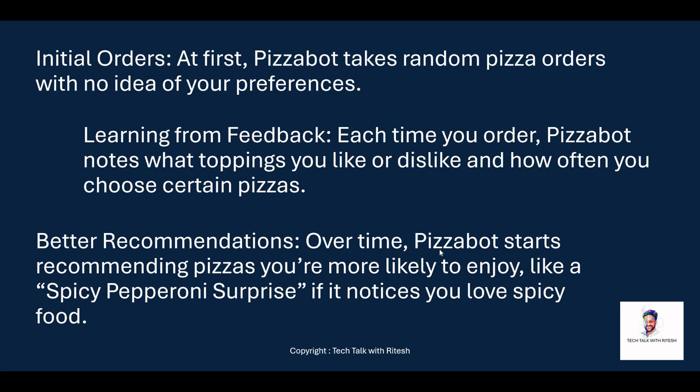Better recommendations over time. PizzaBot starts recommending pizzas you are more likely to enjoy, like a spicy pepperoni surprise, if it notices you love spicy food, or vice versa. So first it is having interactions, and based on these interactions or experiences, the information we are feeding this model, it is learning, and on the basis of that learning it is providing recommendations.